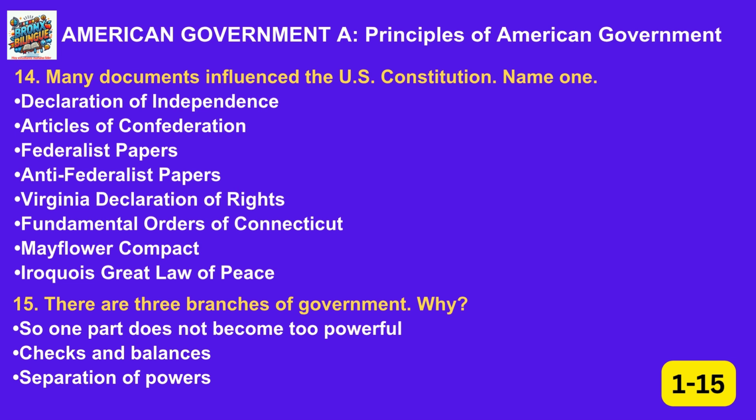15. There are 3 branches of government. Why? So one part does not become too powerful. Checks and balances. Separation of powers.